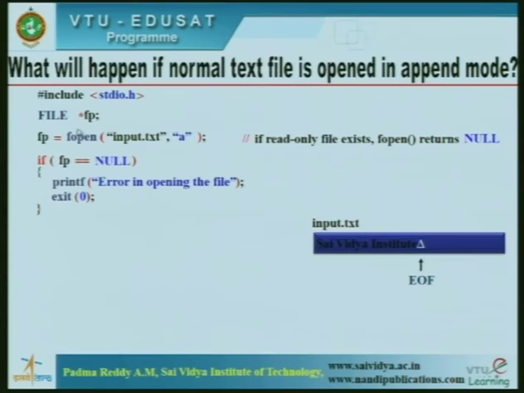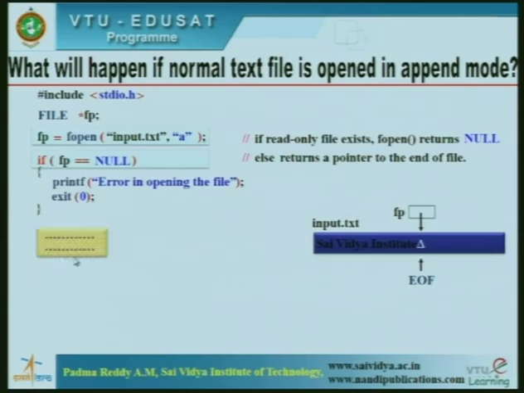Now let us see what will happen if a normal text file is opened in append mode. When I say normal text file, definitely it will not return null. In that case, it returns a pointer to the end of the file. So here, assume some text is already present, and this is the end of the file. So fp points to the end of the file. Is fp equal to null? fp is not equal to null because fp is pointing to the end of the file. So control comes out of the if statement and these statements are executed.